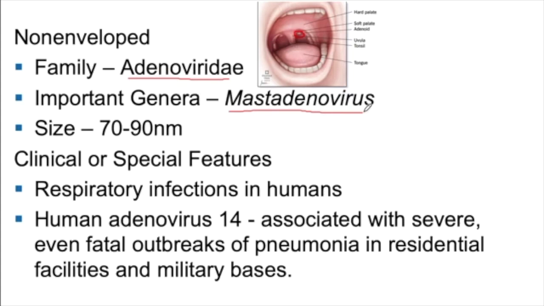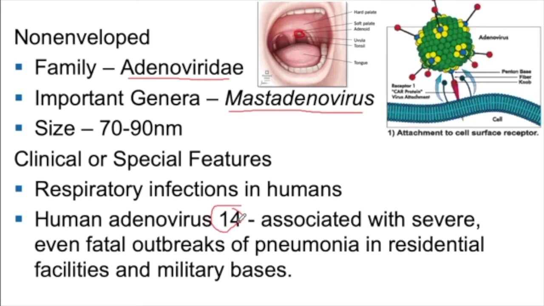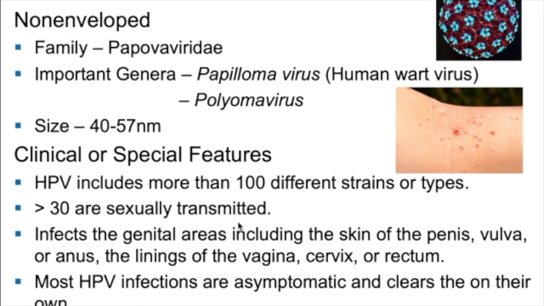Human adenovirus 14, which will be a subtype or a strain, is associated with severe and even fatal outbreaks of pneumonia in residential settings and military bases. Then you have the non-enveloped family, another one would be the Papovaviridae.